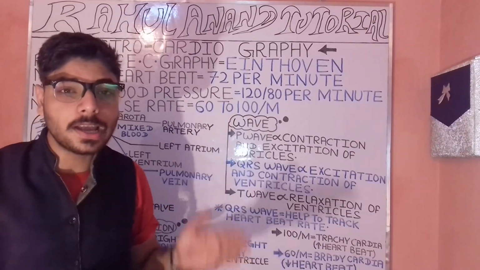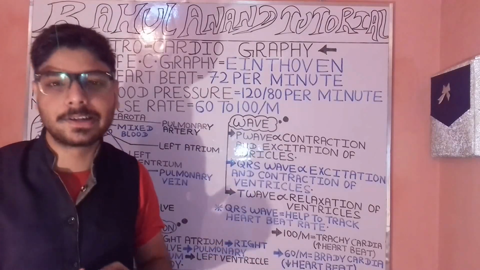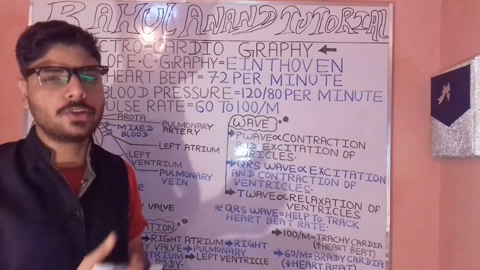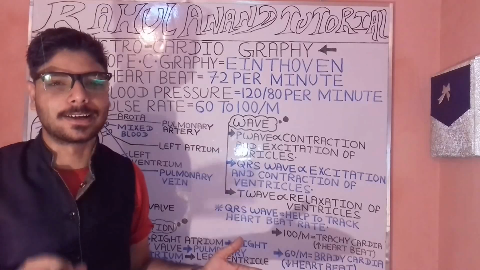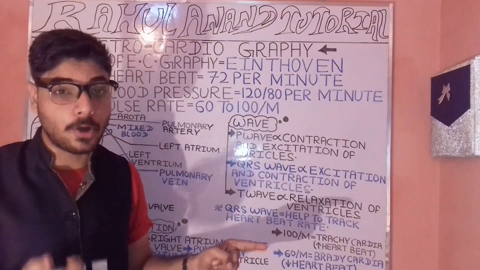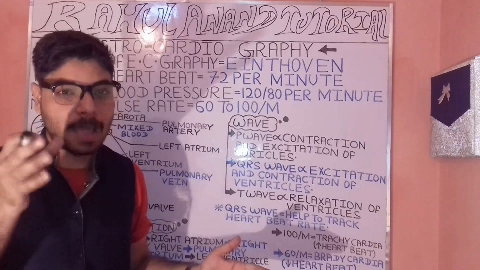Now, when we are talking about the normal heartbeat rate, it will be around how much? It is around 72 per minute. Often you are having other things as well, such as the normal blood pressure. Your normal blood pressure is around 120 upon 80, that is, 120 upon 80 mm Hg.